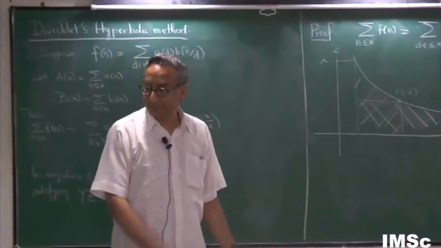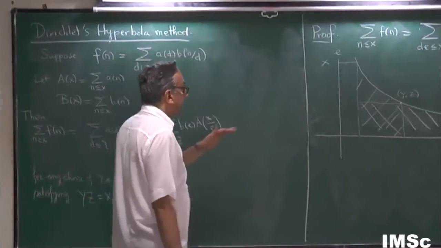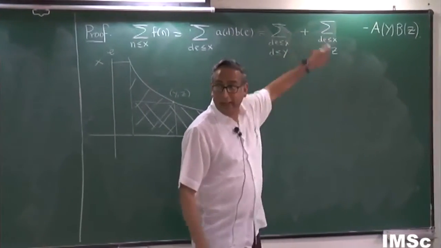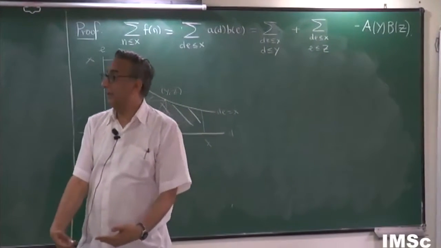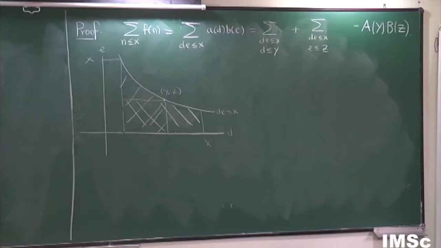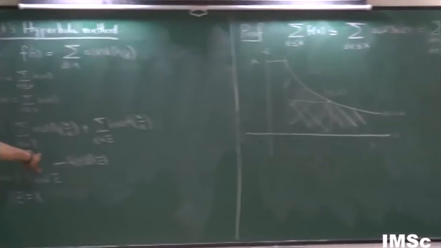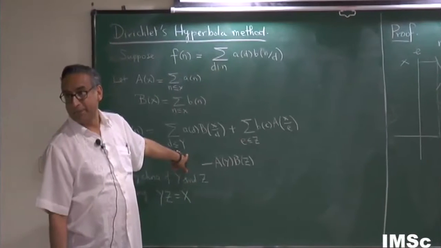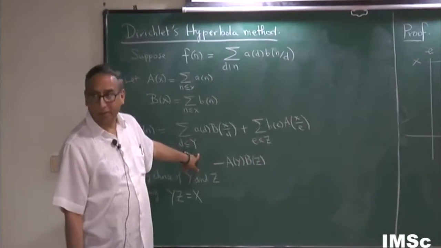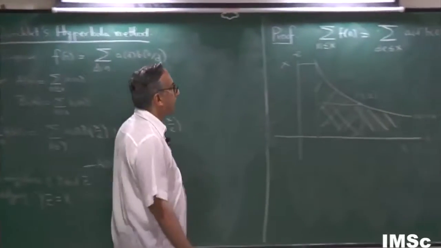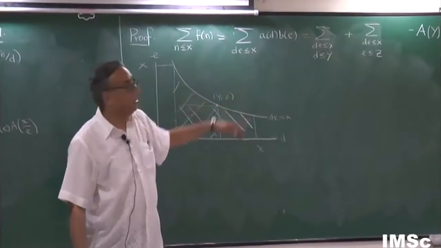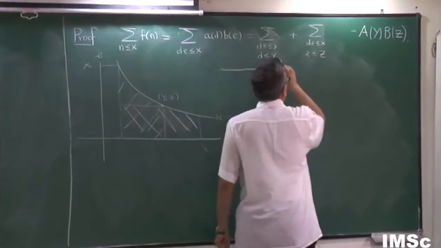So when d is less than y, I sum a of d, and then summation b of e, e less than x over y, x over d. So when you work it out, you get exactly this. Very elementary idea, but as you will see in a second, it's very powerful. Now let's apply this. I hope the proof is clear. You can fill in the details. The proof is pretty clear.